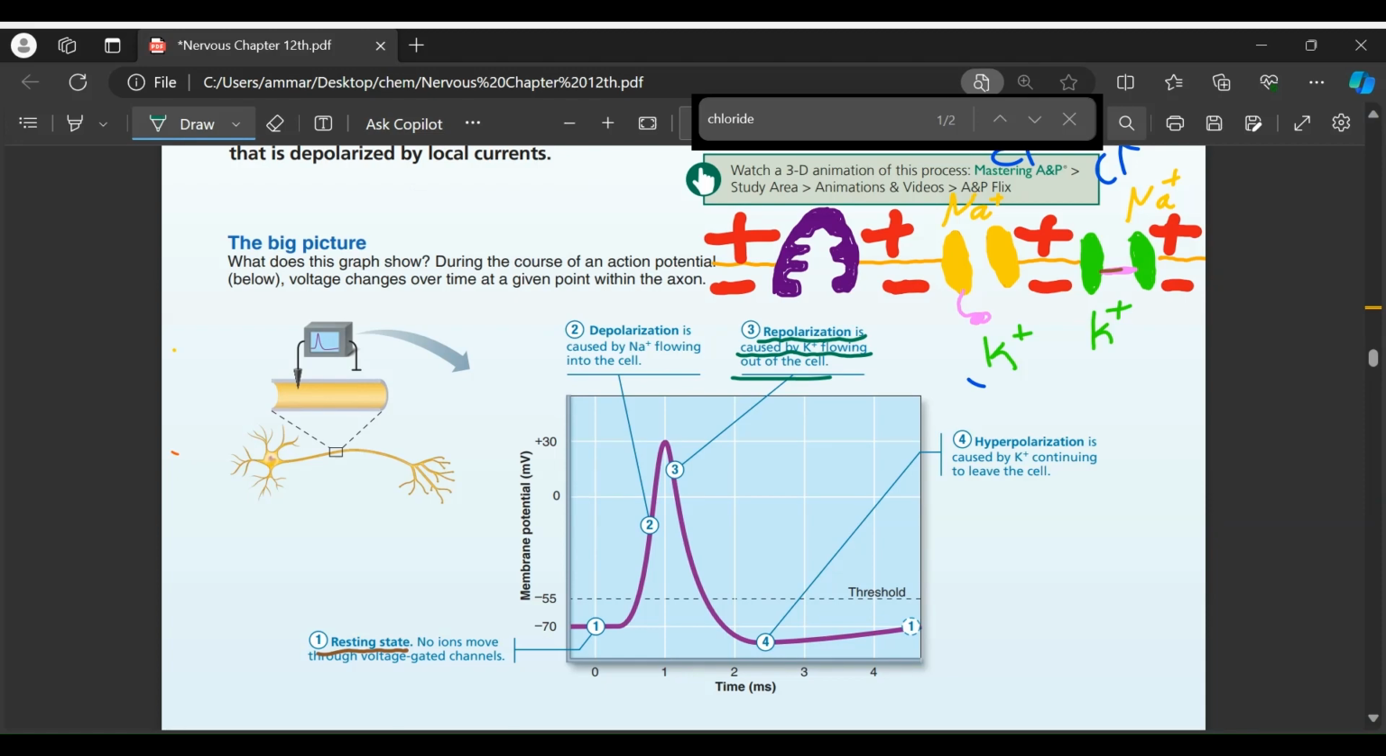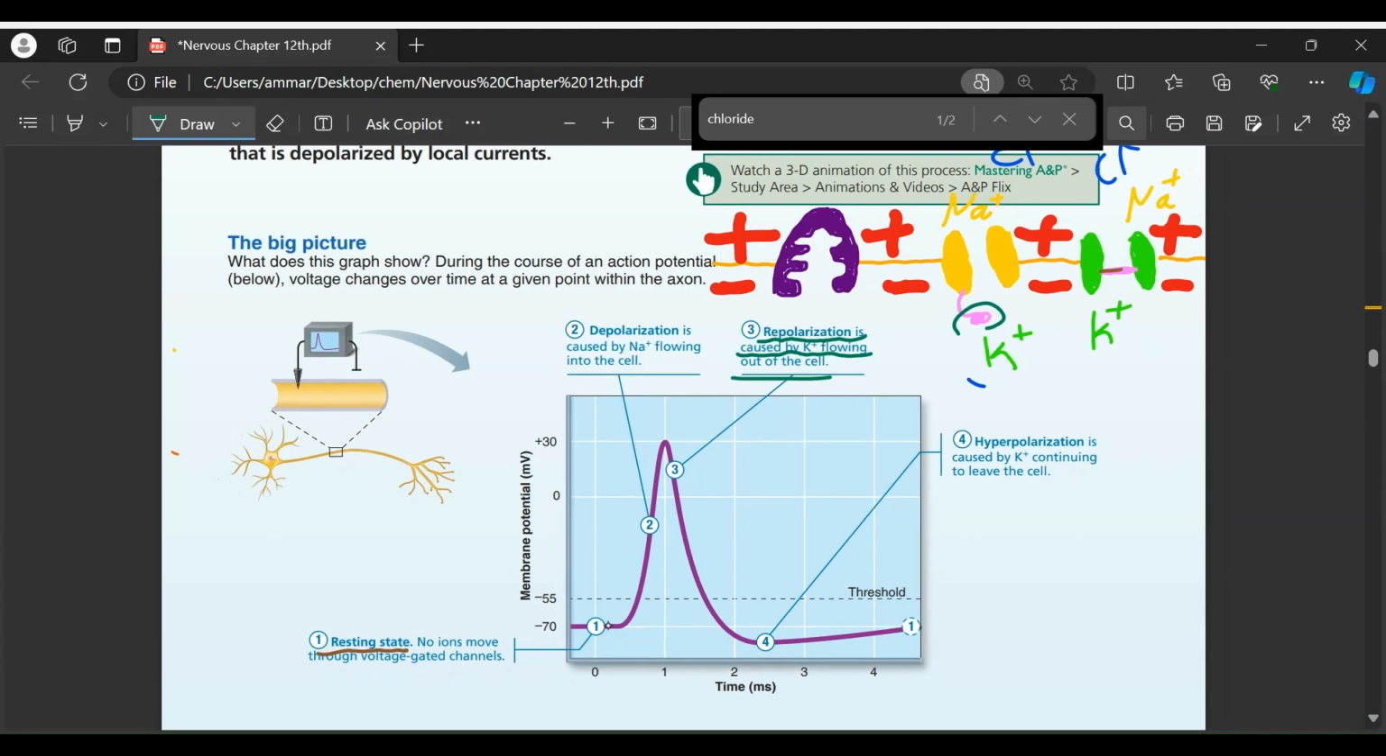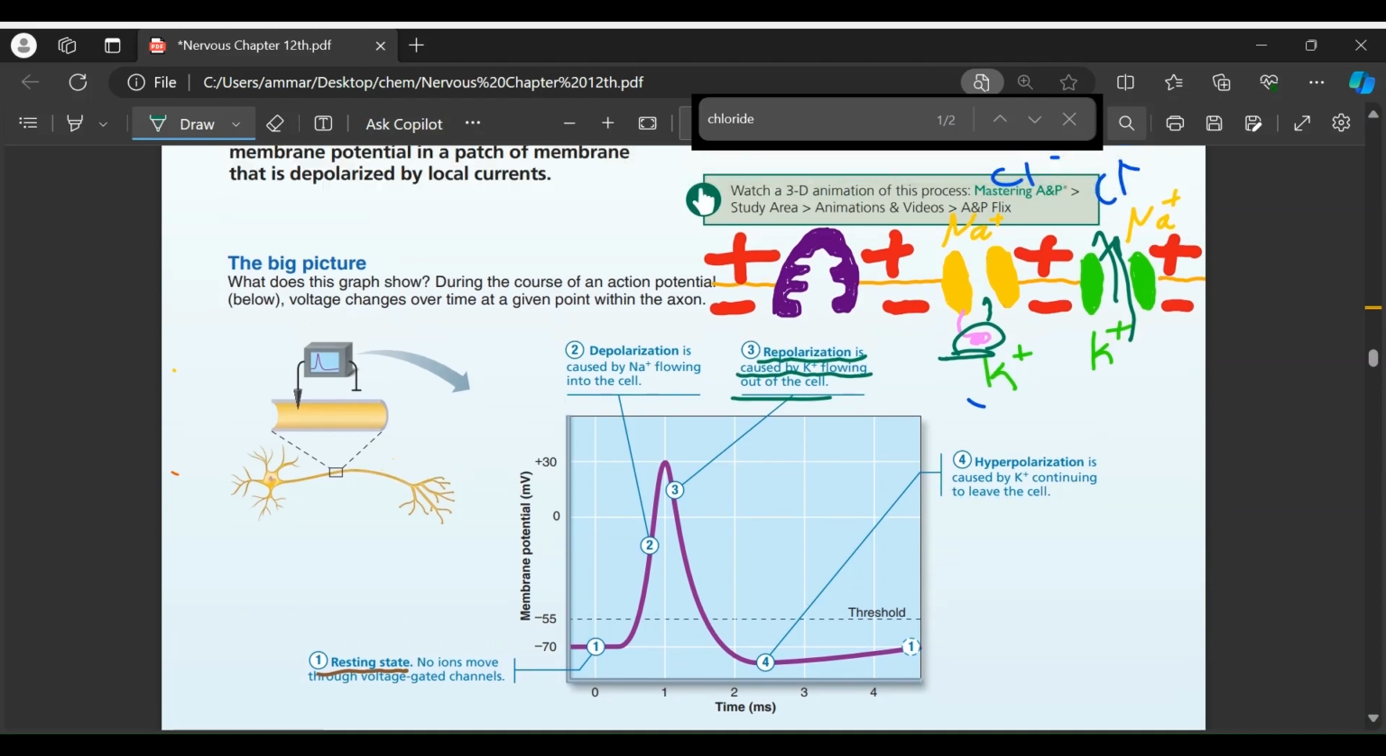So now, here, sodium gated channels will be closed by this thing, which is the inactivation gate, and potassium channels will open, and ions will go out to make the balance, to go back to the resting stage. So when potassium ions go out, we have an increase of positivity outside, right? And an increase of negativity inside.